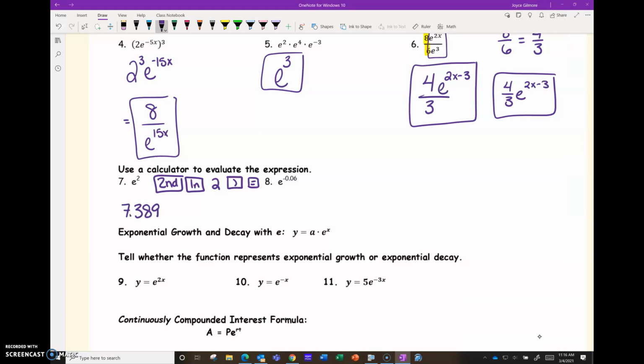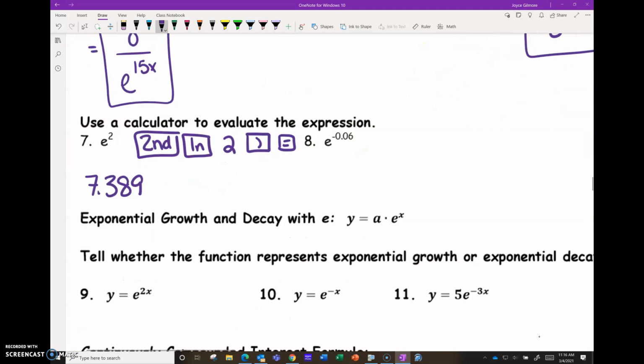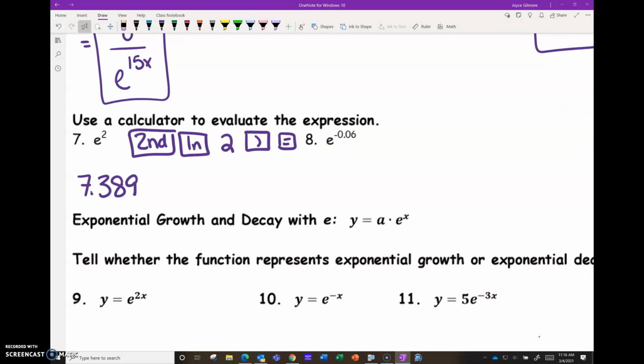Why don't you try e to the negative 0.06, see if you can get that answer correct. On your calculator screen, it should look like e and then the little caret. It gives you the parentheses. You type in the negative 0.06, you close your parentheses, and then it'll give you the answer. So it gives you the parentheses when you type in that e key.